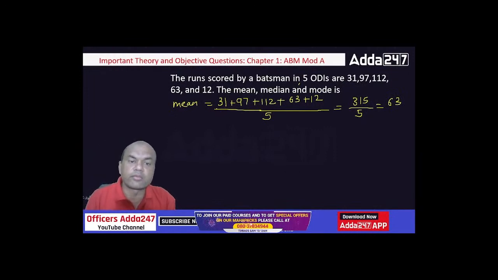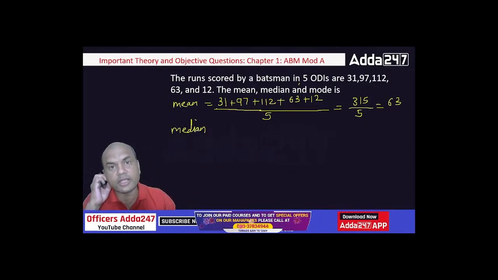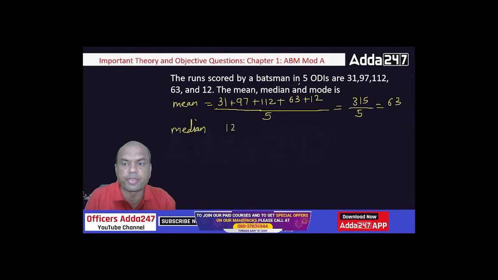Okay. What is my median? Median always means, remember, suppose I arrange these numbers in serial order. Serial means either ascending or descending. So which is the lowest number? We'll arrange it ascending. 12. Then after that, which is the next highest number? 31. After that, 63. After that, 97. After that, 112.